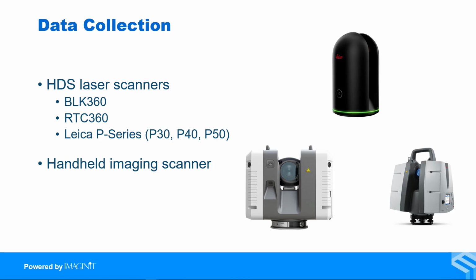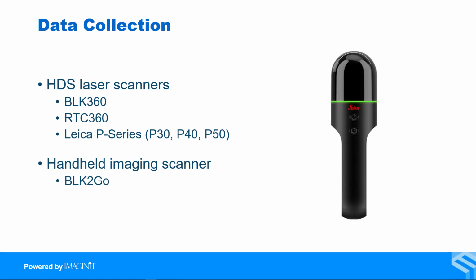However, sometimes even the fastest of these scanners just take too long for some project requirements. That's why there's a scanner like the BLK2Go. This handheld scanner scans as the user walks the site at a slow pace and collects points and images. While it is not as accurate as the others I mentioned, it is a much faster solution.